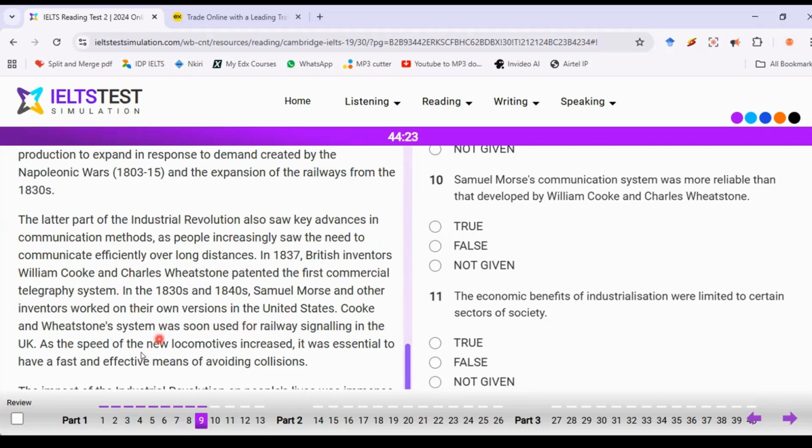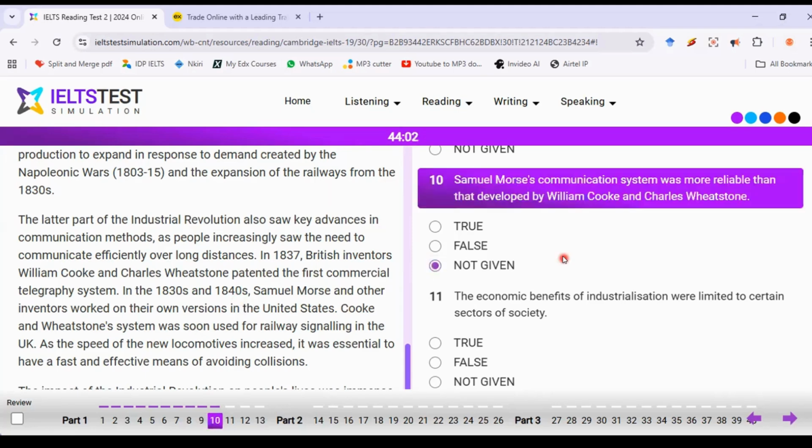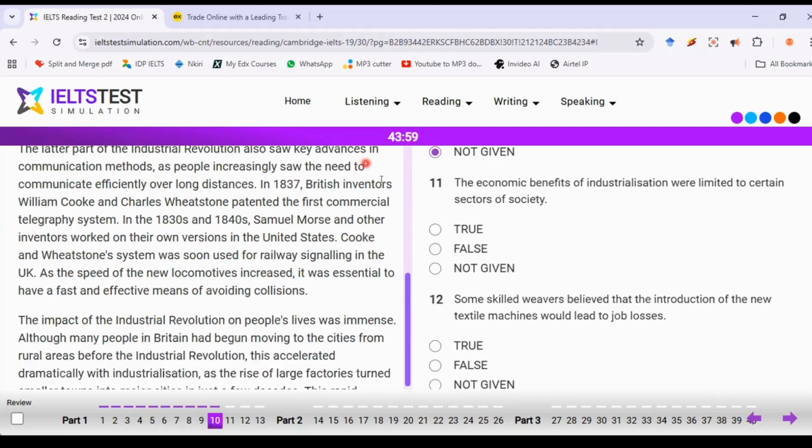As the speed of locomotives increased, it was essential to have a fast and effective means of avoiding collision. This one, they didn't say more reliable. There's nothing about more reliable in that paragraph. We are not sure whether Samuel Morse's own was more reliable. We just know that Samuel Morse produced his own version. So we are not sure if it was more reliable. So my answer to number 10 is going to be not given. Okay? Next one now.